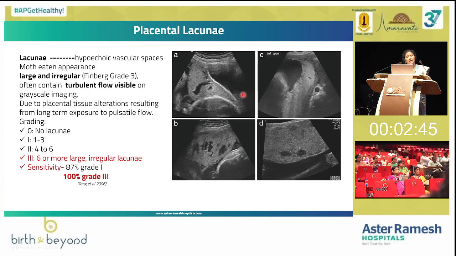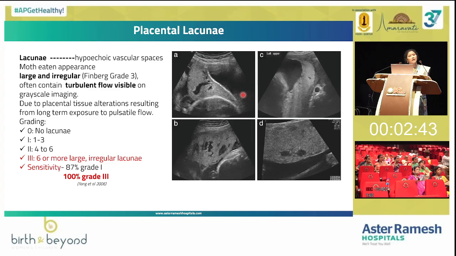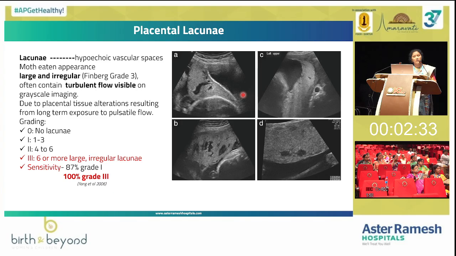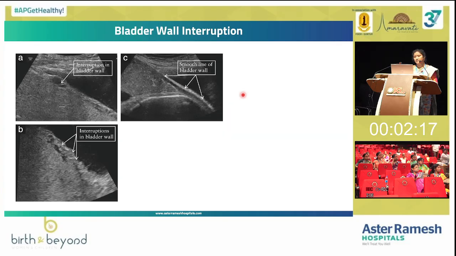And next is the lacuna. What are lacuna? They are hypoechoic vascular spaces, large and irregular. Feinberg has graded into 3 types. 0 is no lacuna, 1 is 1 to 3, 2 is 4 to 6, and 3 is 6 or more large irregular lacunae. If you have Feinberg grade 3, the sensitivity is 87%. Sorry, 100%, 87% for grade 1.